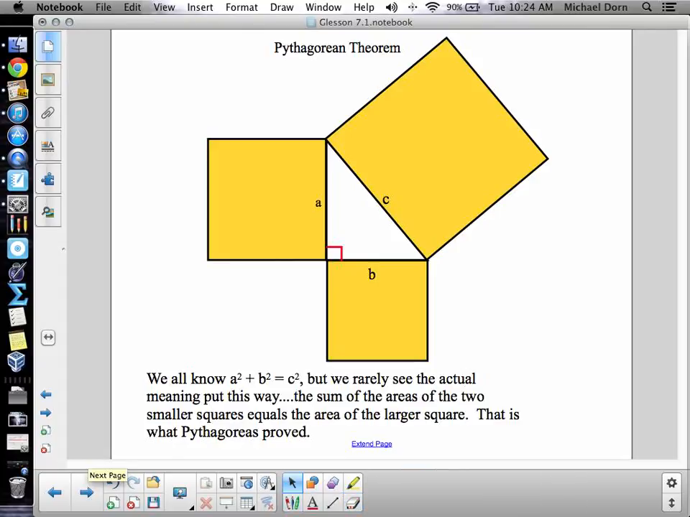But that's what the Pythagorean Theorem is actually doing. It's not about squares and square roots and exponents, it's about area. That's what they were working with when they came up with this.